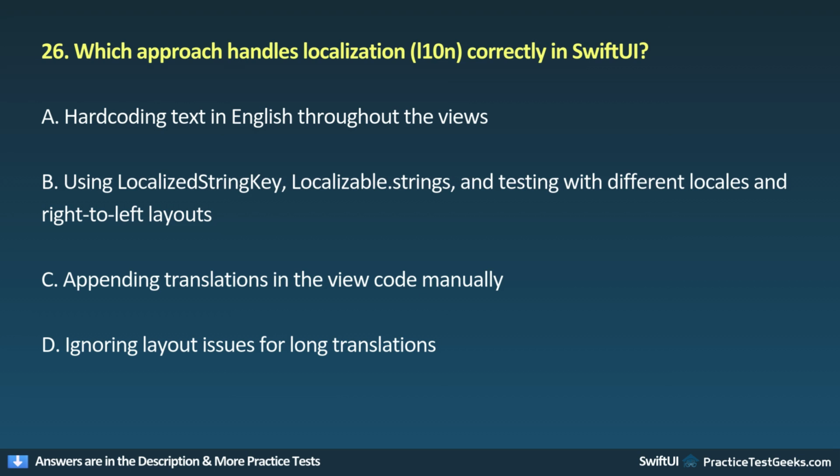26. Which approach handles localization (L10N) correctly in SwiftUI? A. Hard-coding text in English throughout the views. B. Using LocalizedStringKey, Localizable.strings, and testing with different locales and right-to-left layouts. C. Appending translations in the view code manually. D. Ignoring layout issues for long translations.